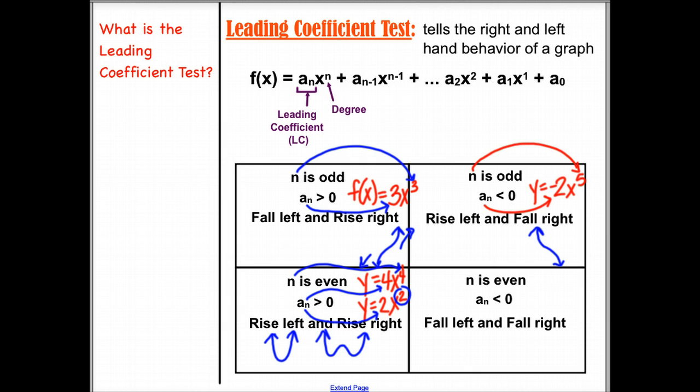Now, on the other hand, if n is even but a sub n is less than 0, such as y equals negative 3x to the 4th, or y is equal to negative x squared. If it is negative x squared, it's falling to the left and falling to the right, which means your parabola will look like this, or if it is a quartic, it'll be M-shaped. Now, we're going to use this in the next video to show how our functions operate and the behaviors of them.